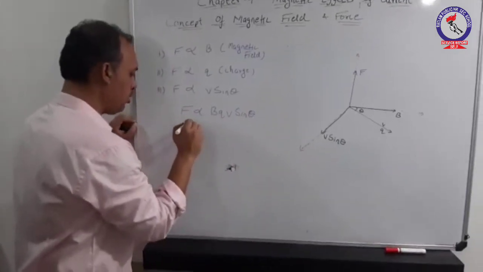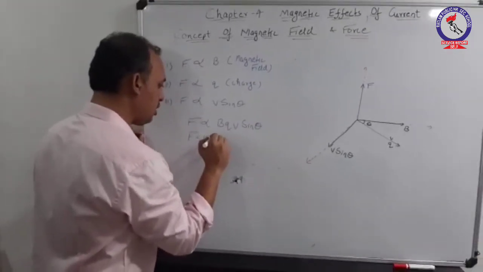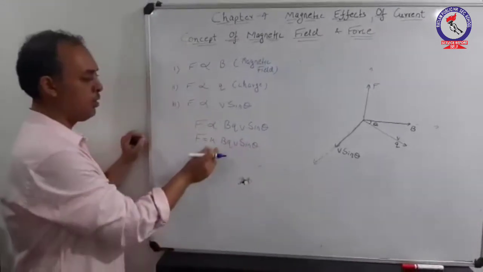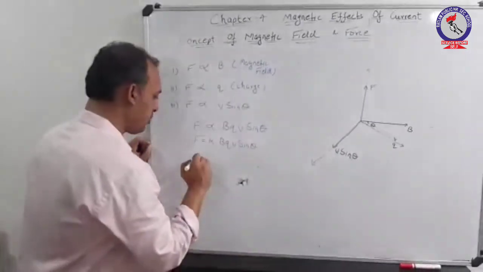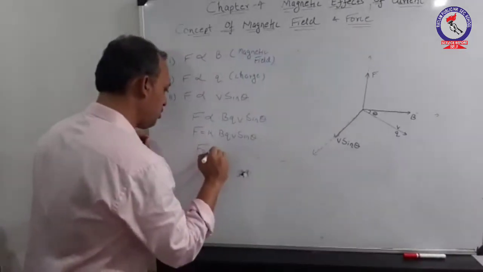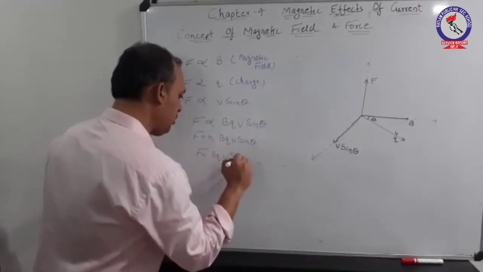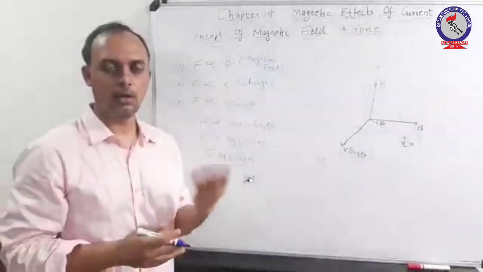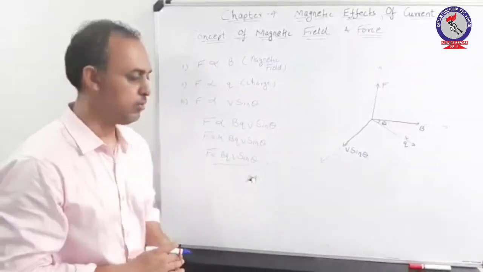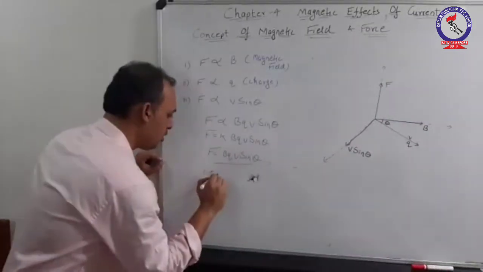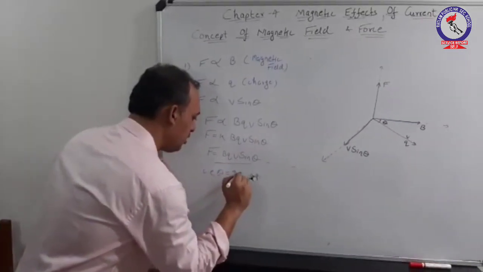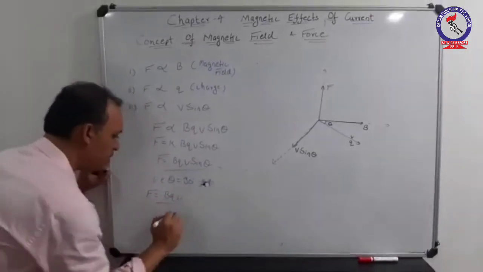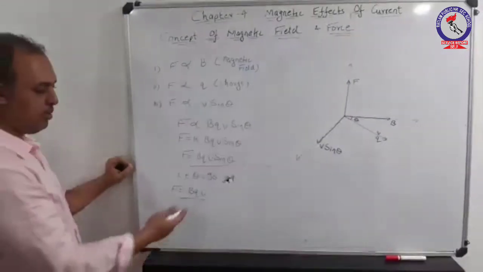Converting the proportionality into equality, we have a constant k. Taking the value of this k as 1, we have F is equal to Bqv sin theta. If the charged particle is moving in a direction perpendicular to the direction of magnetic field, that is, if angle theta is 90 degrees, the force experienced will be maximum, that is Bqv.